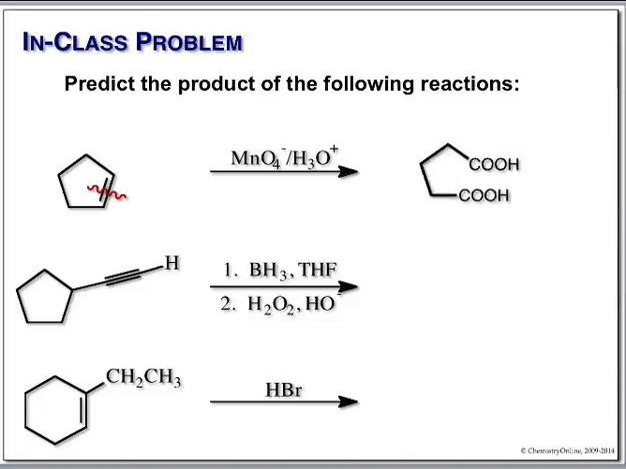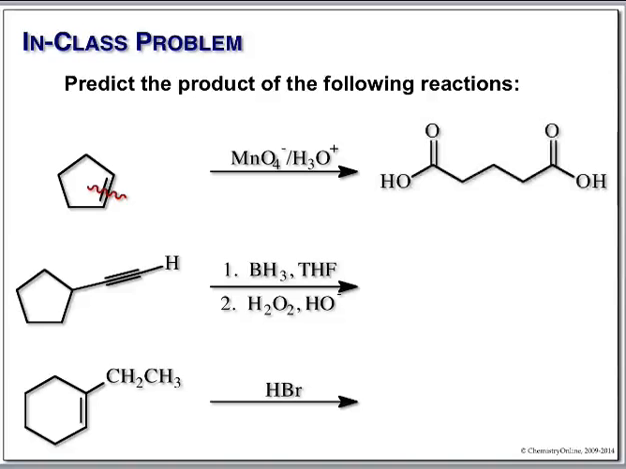You could draw it like that, or you could open up the chain and make it look a little more attractive. Remember, we have 1, 2, 3 CH2s in between, so it would look something like that. 1, 2, 3 CH2s.